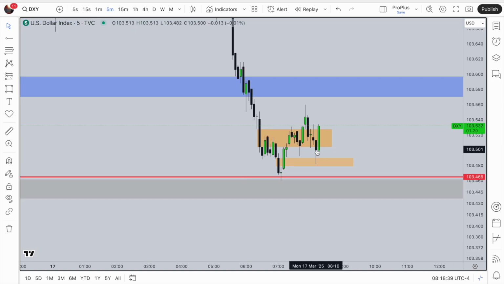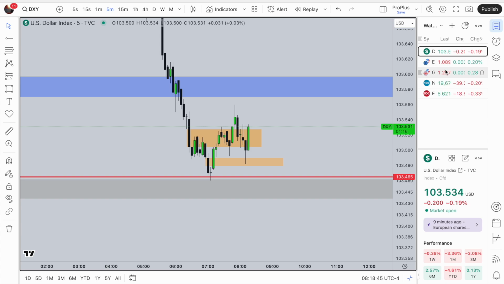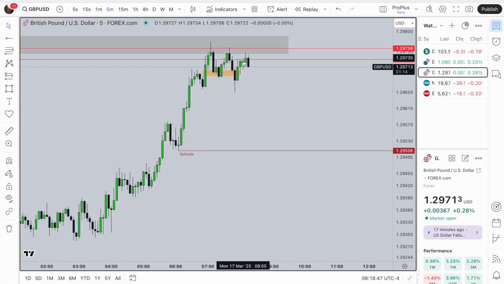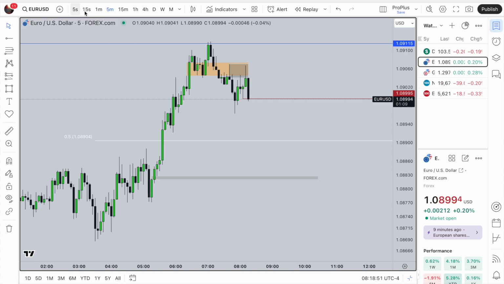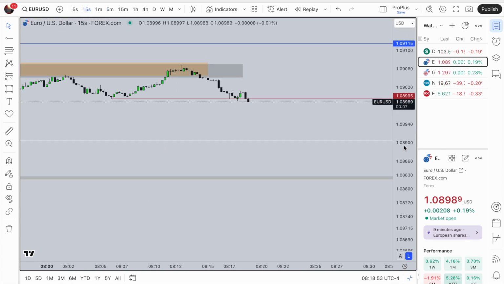Dollar closed a little bit below that, but this is an inversion fair value gap there, so I still like that. Pound is just struggling, trading a little bit sideways. But yeah, I'll update again.